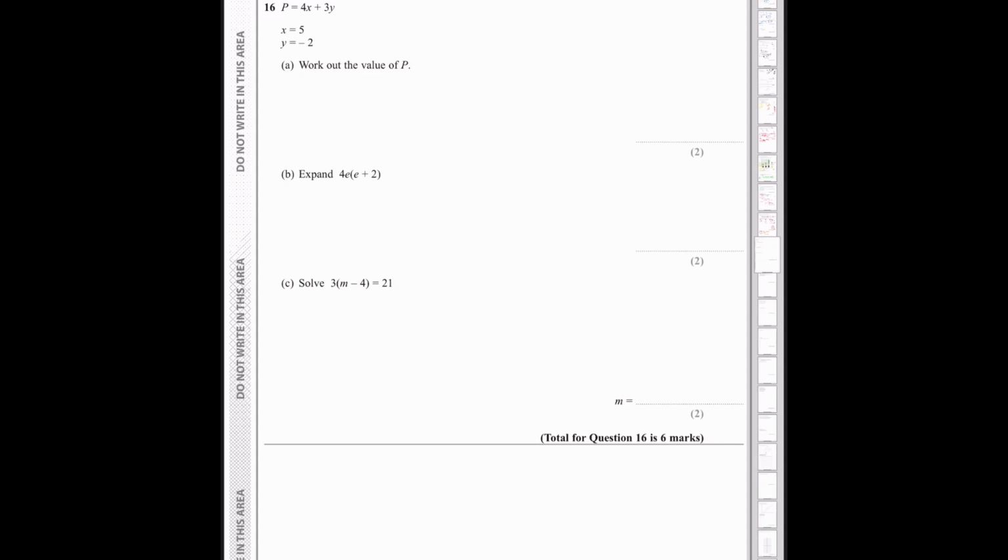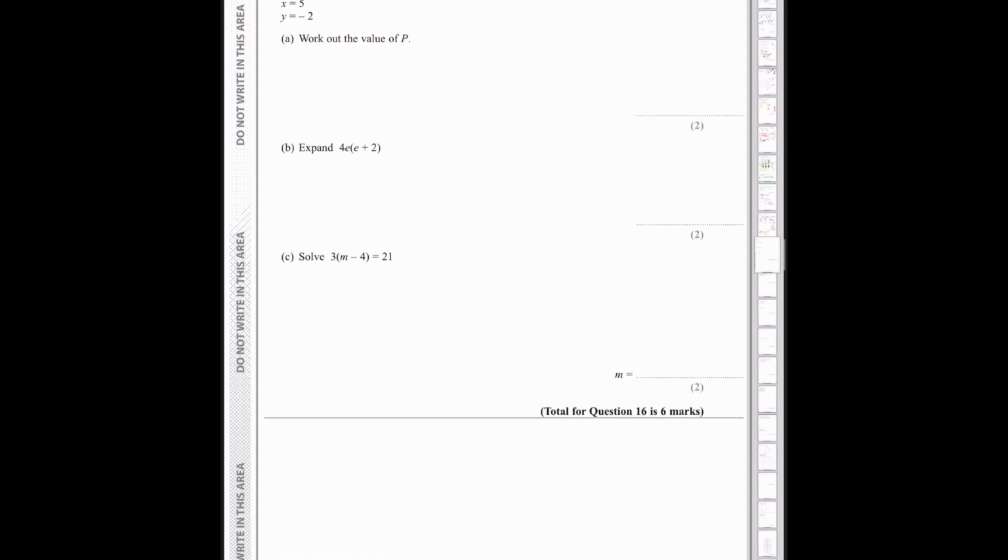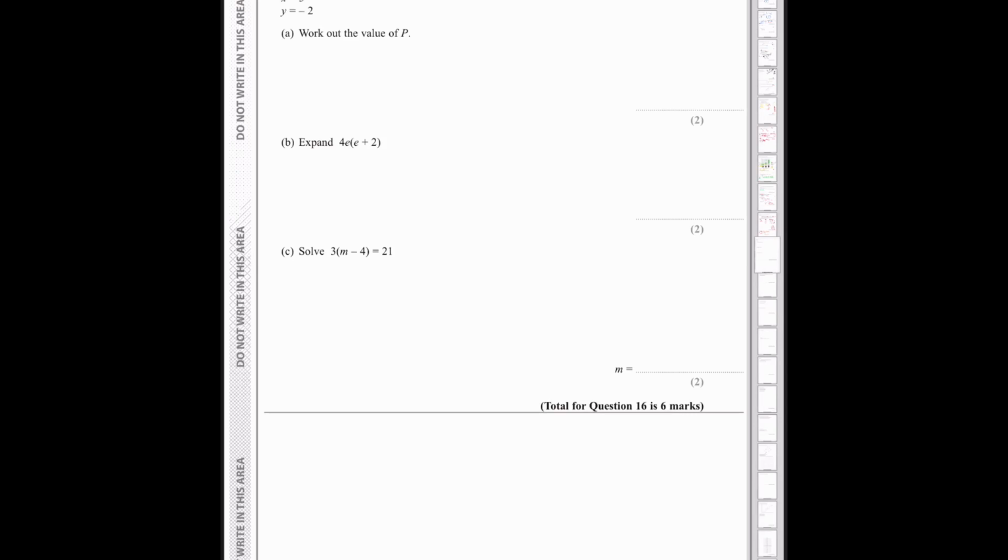Now, with these, people, again, are struggling, but you just need to take your time. People are rushing and trying to do it all in their head. Just write things down. You've got paper. Why bother trying to do it all in your head? You'll just make a mistake, okay? I'm not saying that means you're not clever, because I hate doing things in my head. I like to write everything down.